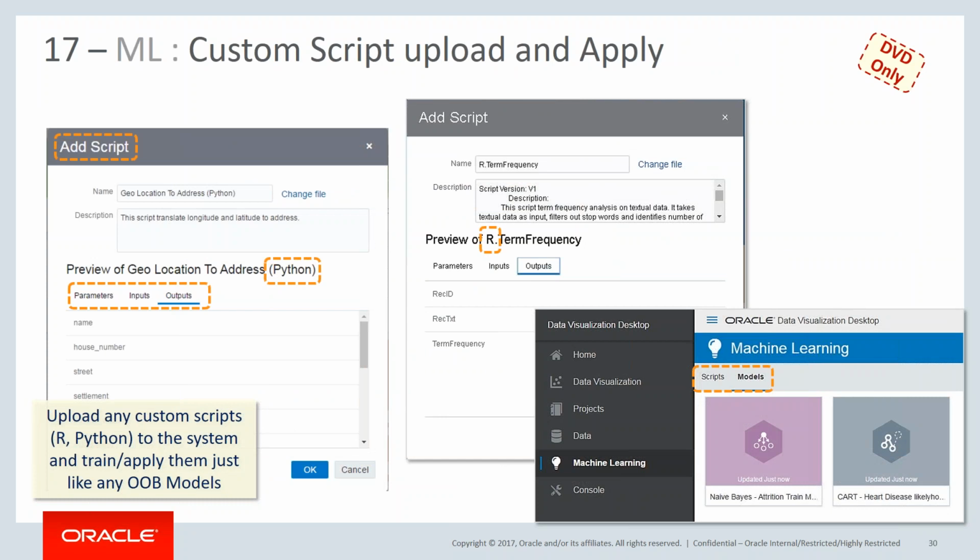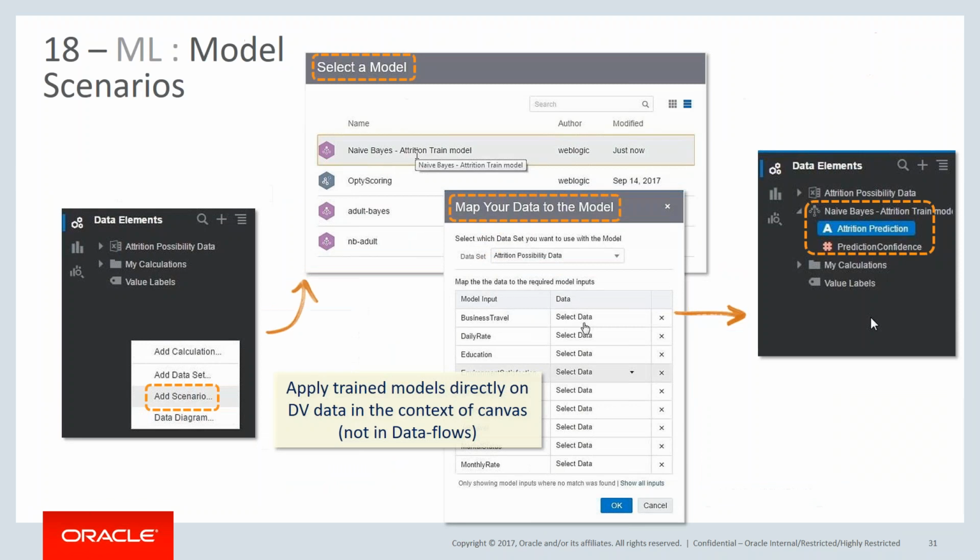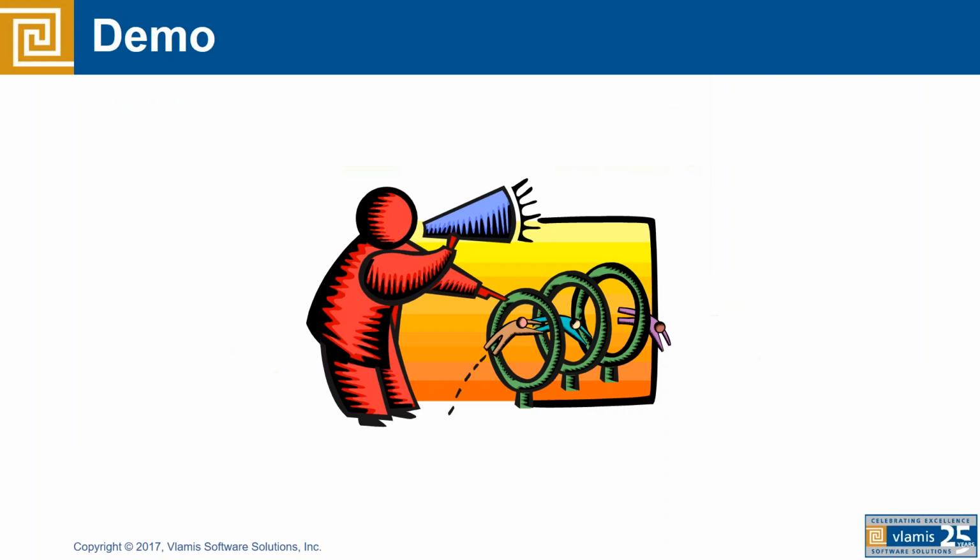There's also the ability to upload your own custom scripts in here. For instance, in Python, add a script up there and run that in the DV engine and be able to do that as a part of it. So it's something we're pretty excited about, and to be able to do that for our customers as we explore some of the data. We can also model various scenarios, add scenarios to a model, and add those directly in the context of a canvas, and do that without having to put it in data flows.